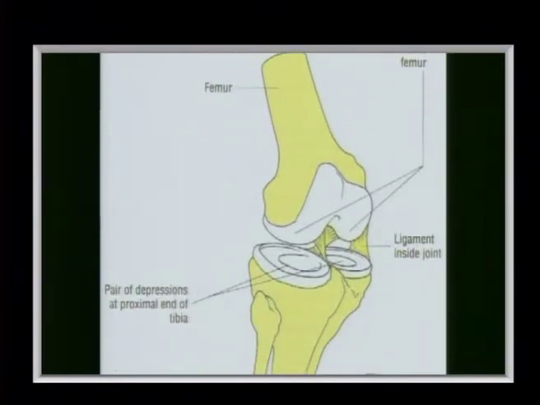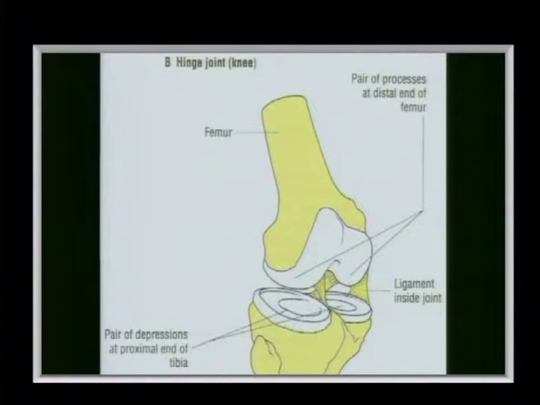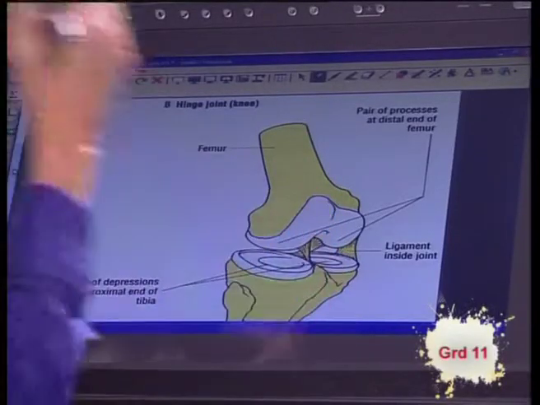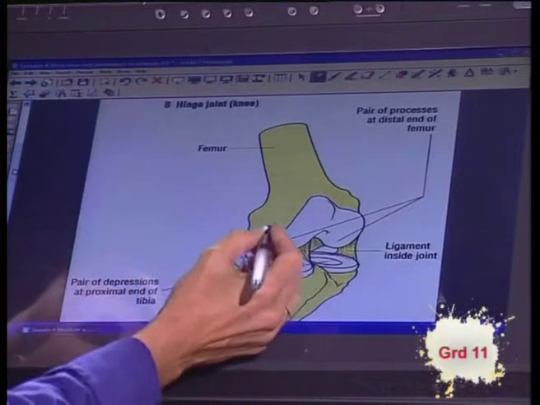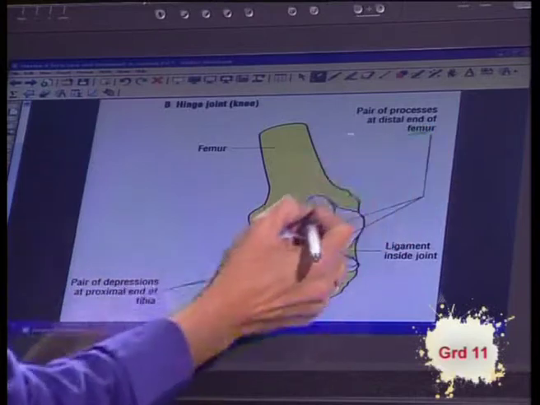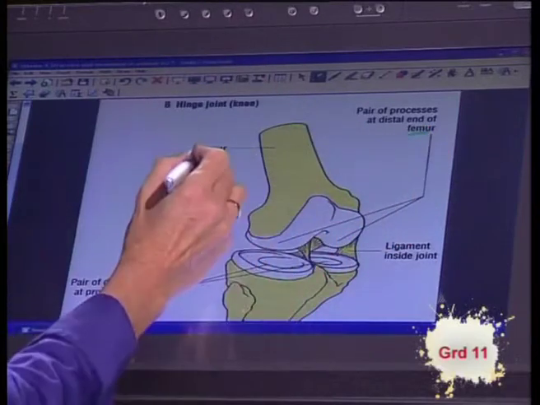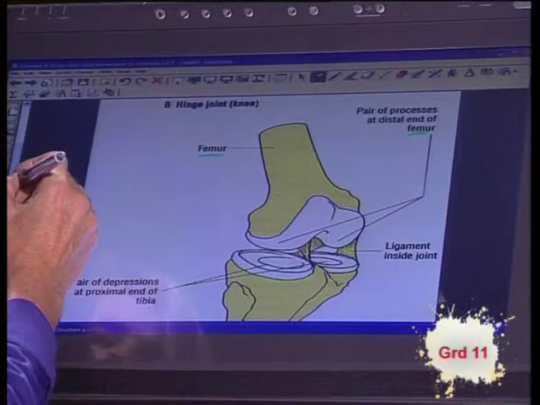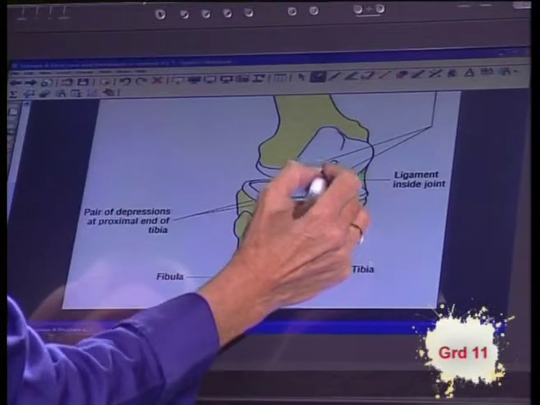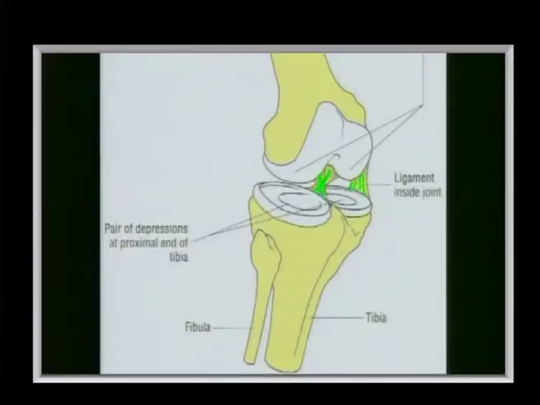Here you have the hinge joint. Now the hinge joint, remember, is at the knee and also the elbow. Here, what you're going to have are the different processes of the femur. All right, so that's why we know it is in the knee, because there's a femur, not a humerus. And then we've got the ligaments inside the joint. They're the ligaments. Remember, ligaments hold bone to bone, and tendons are muscle to bone.